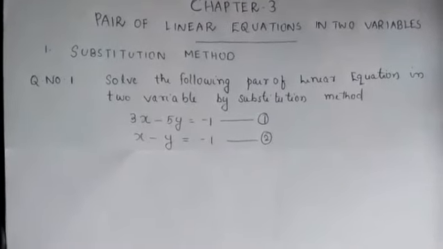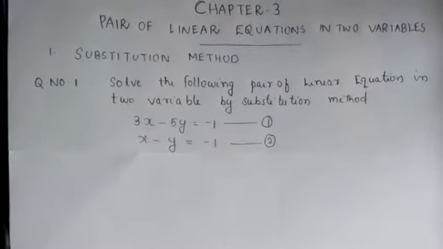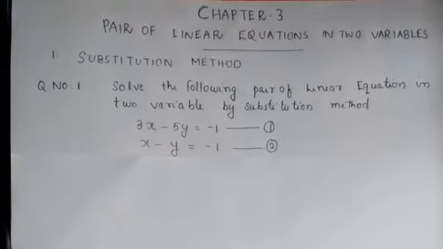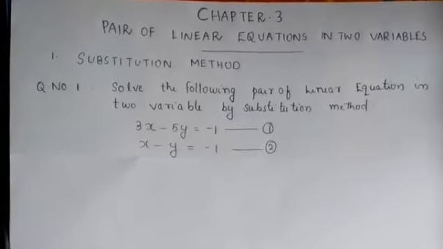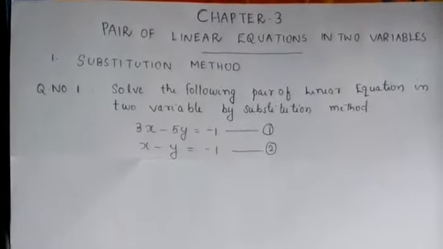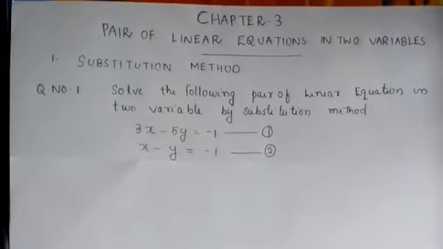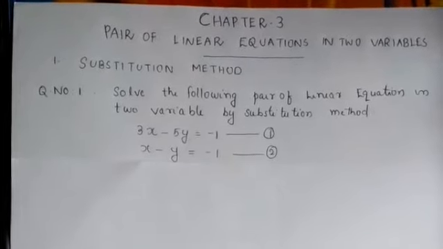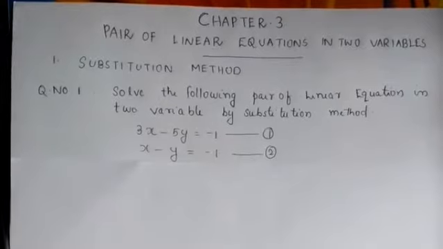In this section, we are going to discuss Chapter 3, Pair of Linear Equations in Two Variables. Algebraic method of solving a pair of linear equations in two variables. The different algebraic methods are the substitution method, elimination method and cross multiplication method. Here we are going to discuss the substitution method.